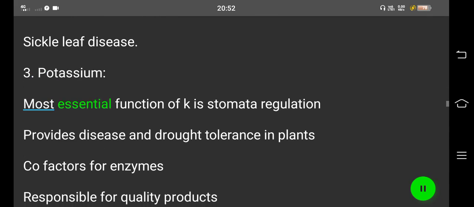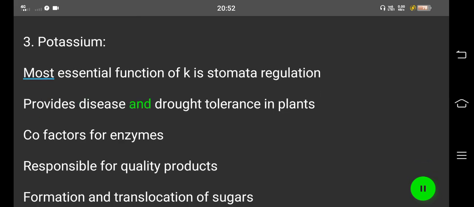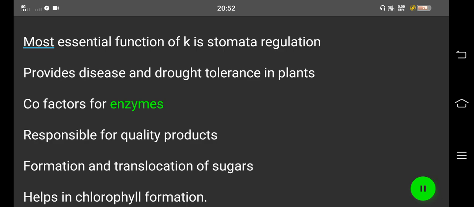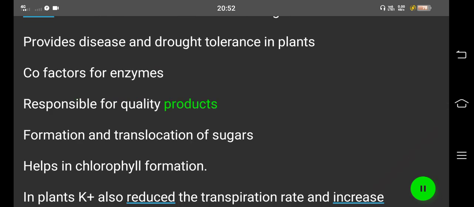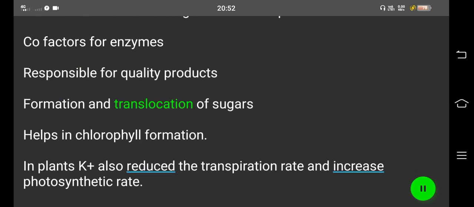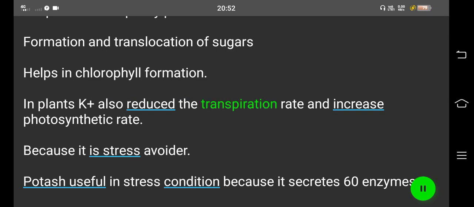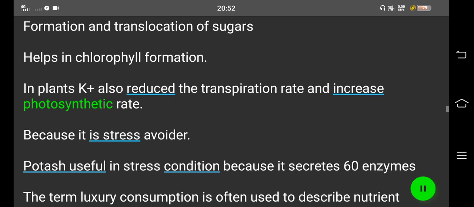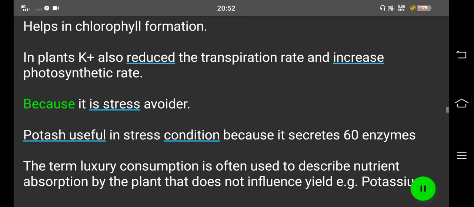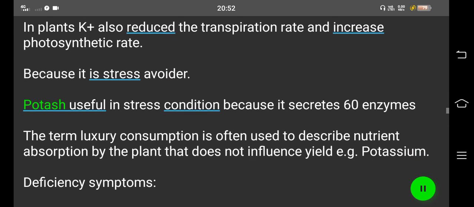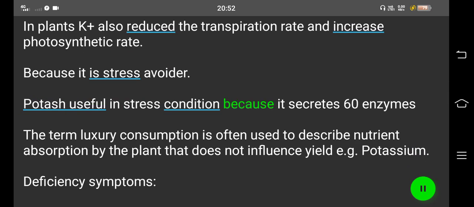3. Potassium. The most essential function of K is stomata regulation. It provides disease and drought tolerance in plants. It is a co-factor for enzymes and responsible for quality products. It helps in formation and translocation of sugars and in chlorophyll formation. In plants, K+ also reduces the transpiration rate and increases the photosynthetic rate, because it is a stress avoider. Potash is useful in stress conditions because it activates 60 enzymes.